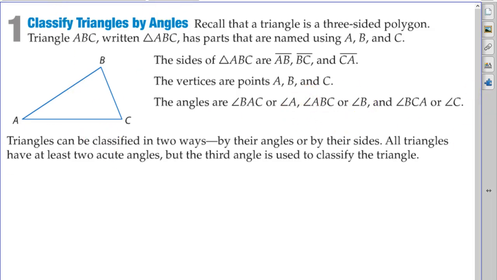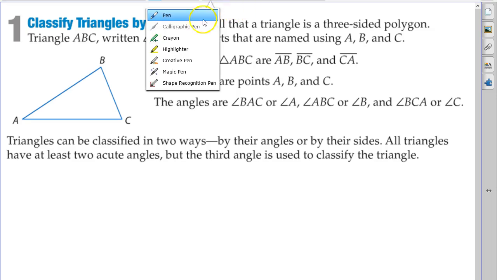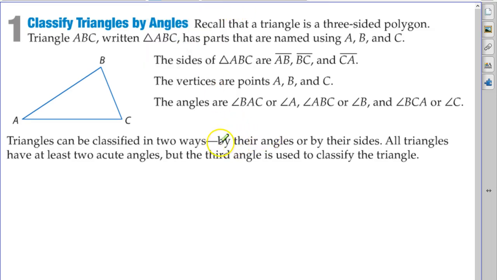And part of the key is that triangles can be named two different ways, by their angles and their sides. A lot of times we do both at the same time. So we have to classify the triangles based upon their angles and sides. Another important thing to recognize is that all triangles have at least two acute angles. But it's the third angle that's used to classify the triangle. So not the first, not the second, but the third angle after you get rid of the two acutes.